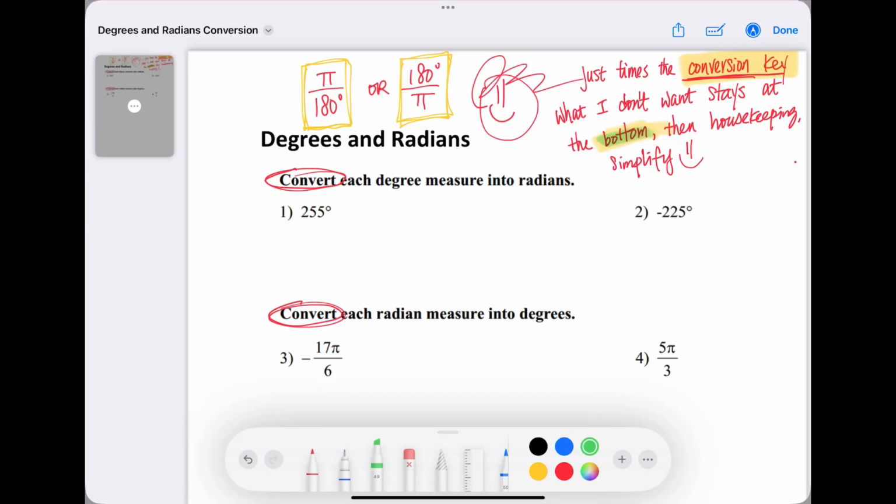In this video, we're going to talk about the conversion between degrees and radians. In the classroom, we mentioned that you just times the conversion key. What is my conversion key? Pi over 180 or 180 over pi. This is my conversion key, okay? So we want to times that to simplify. Always keep in mind, what I don't want has to stay at the bottom, so when I do the housekeeping and simplify, it will be cancelled out.